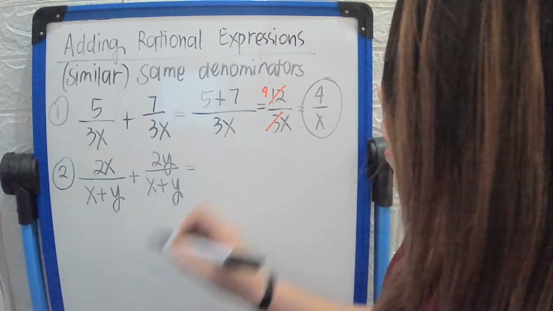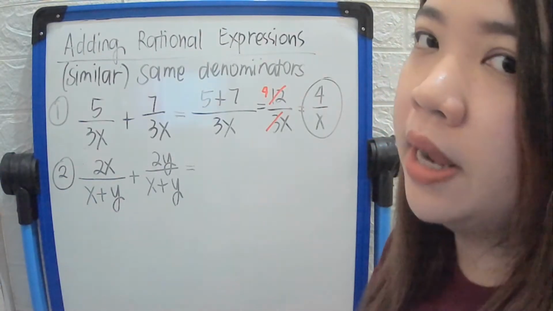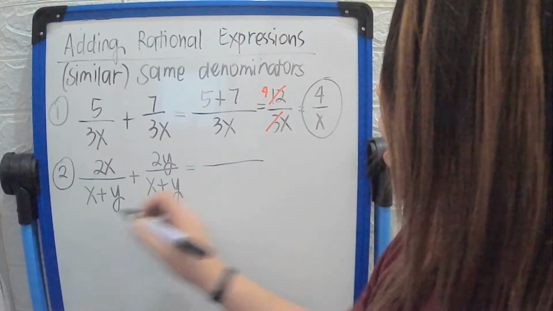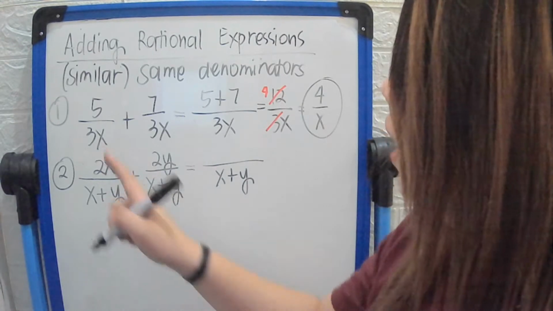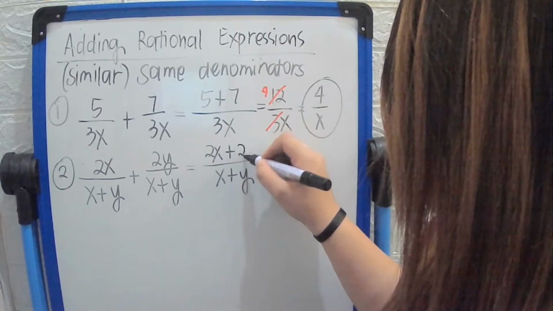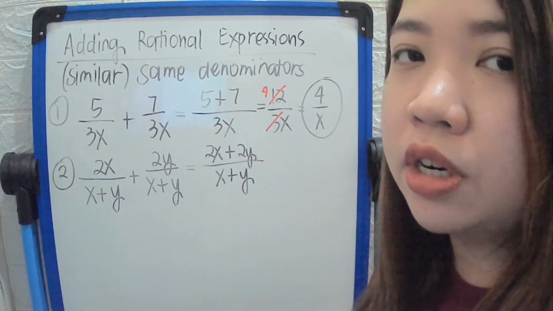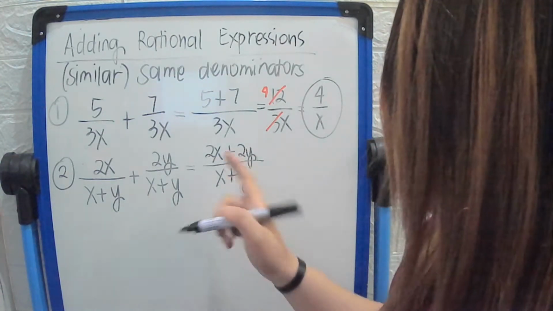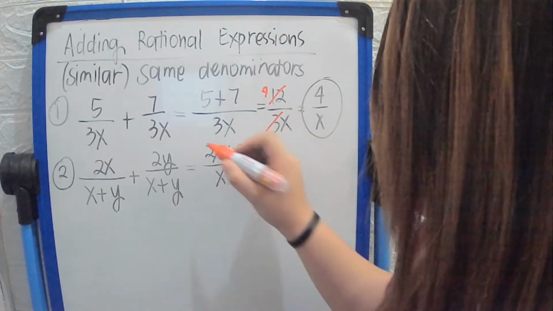For example number 2, again, we have similar rational algebraic expressions because we have the same denominators. So we copy x plus y and then add the numerators. So we have 2x plus 2y. Again, if you are to simplify your final answer, we have to apply the factoring method in the numerator because it can be factored out. So we will use CMF here.